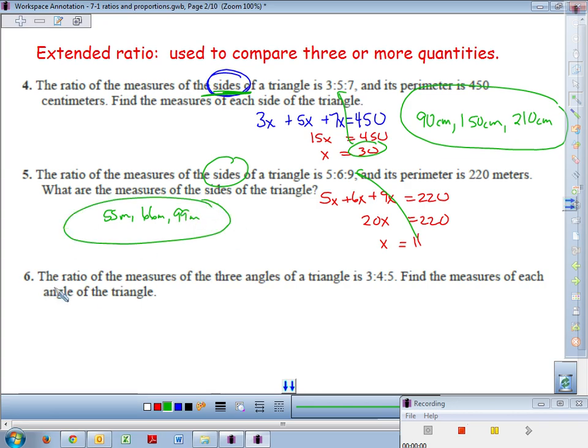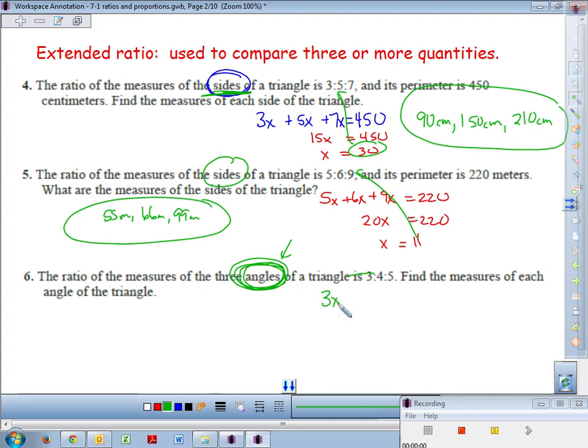And then here, don't assume that they're all the same. Find the ratio of the measures of the 3 angles of a triangle. So they had sides, now they give me angles. So the three angles of a triangle are in the ratio 3 to 4 to 5. We have to use previous knowledge that we know that all three angles add up to be 180 degrees.